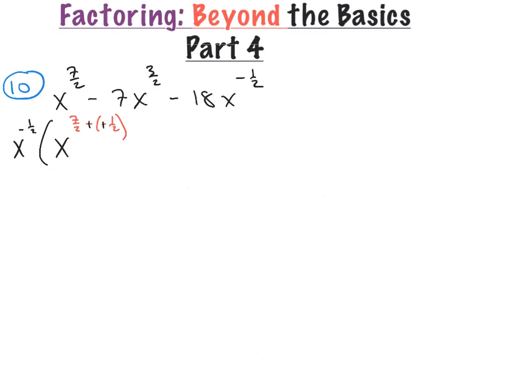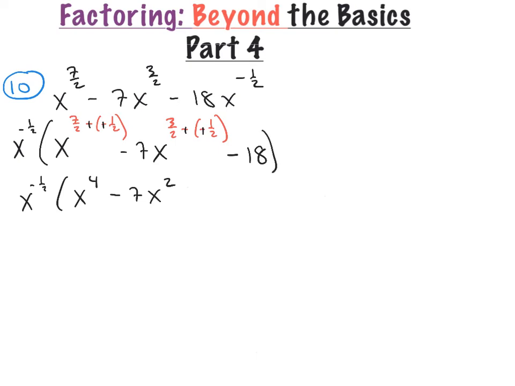That means we're doing 7 halves plus 1 half, which is 8 halves. So that would be x to the 4th. Okay, minus 7x to the 3 halves minus a negative 1 half. So minus a negative is plus. 3 halves plus 1 half is 4 halves, which is 2. Okay, and then finally, the easy one, factor out an x to the negative 1 half from an 18x to the negative 1 half, and you just have 18.